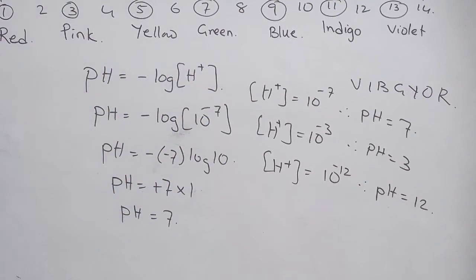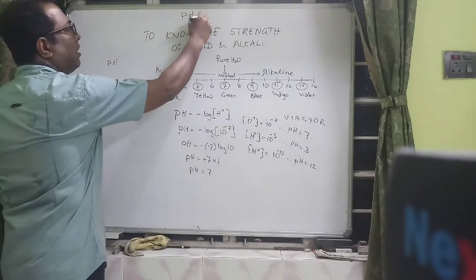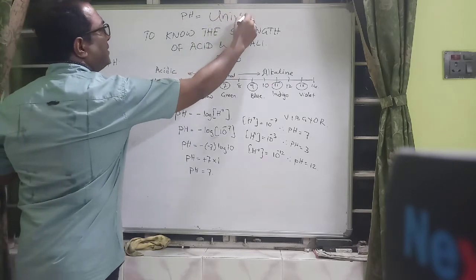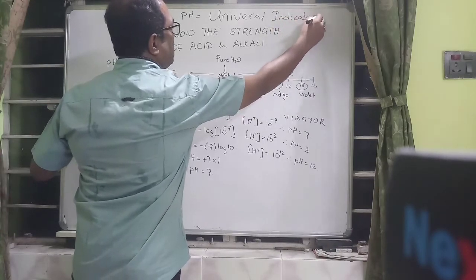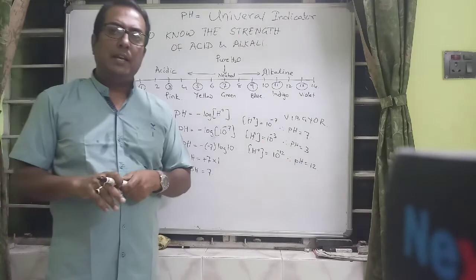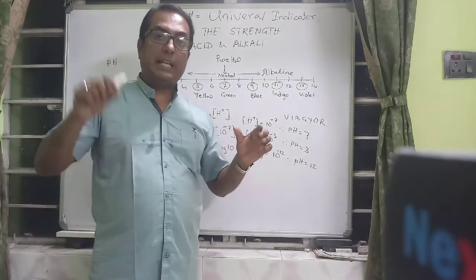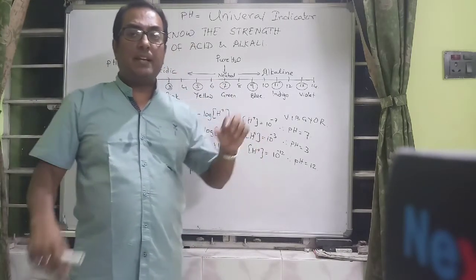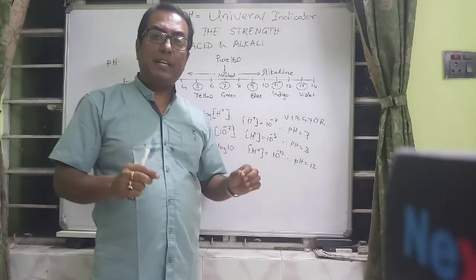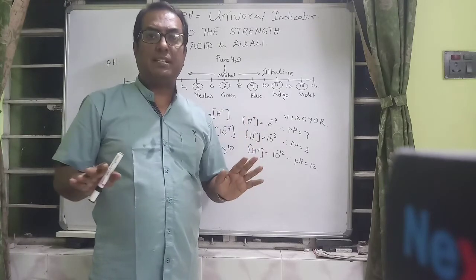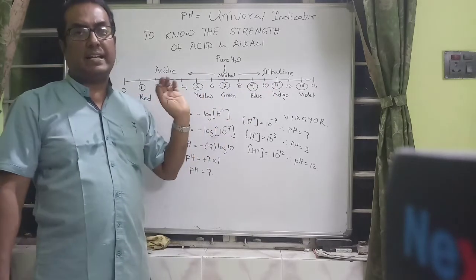Now student, whatever you have to learn from here is that pH is called a universal indicator. Why is it called a universal indicator? It is applicable for both acids and alkali. Like if I use blue litmus, it is applicable only for acid. If I take a red litmus, it is applicable only for bases. If I take phenolphthalein, it is applicable only for base, not for acid. Now the question is, this pH is applicable for both acid and alkali, number 1.